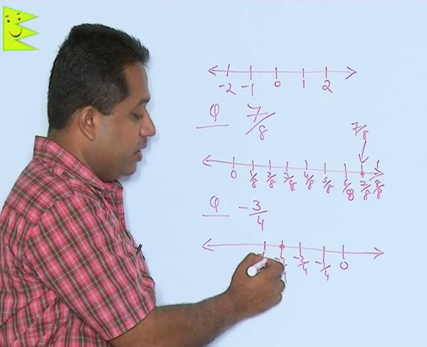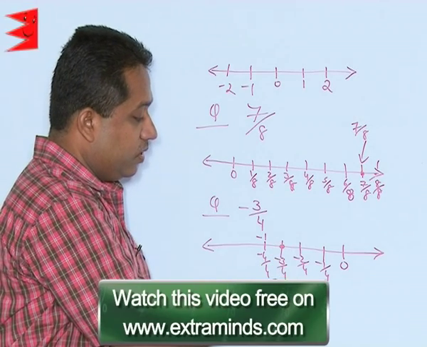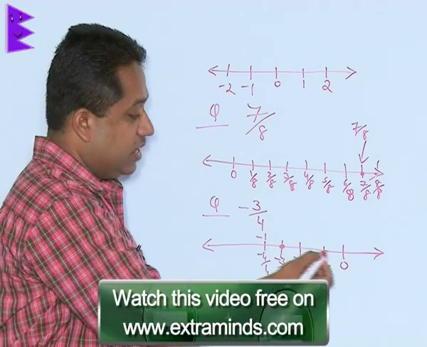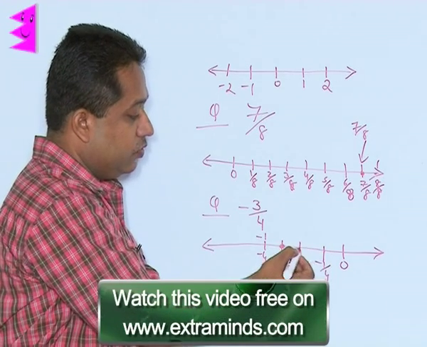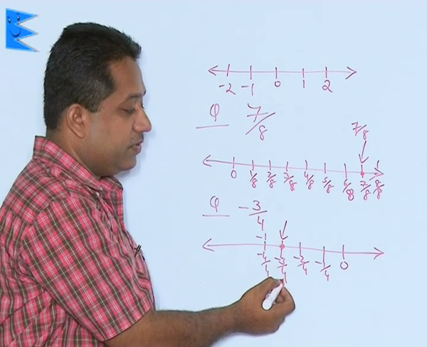The next point would have been minus 4 by 4, which is equivalent to minus 1. So, minus 3 by 4 lies between 0 and minus 1, and which point is this? This is the third point from here, 1, 2 and 3. So, minus 3 by 4 will be this point that is represented here.